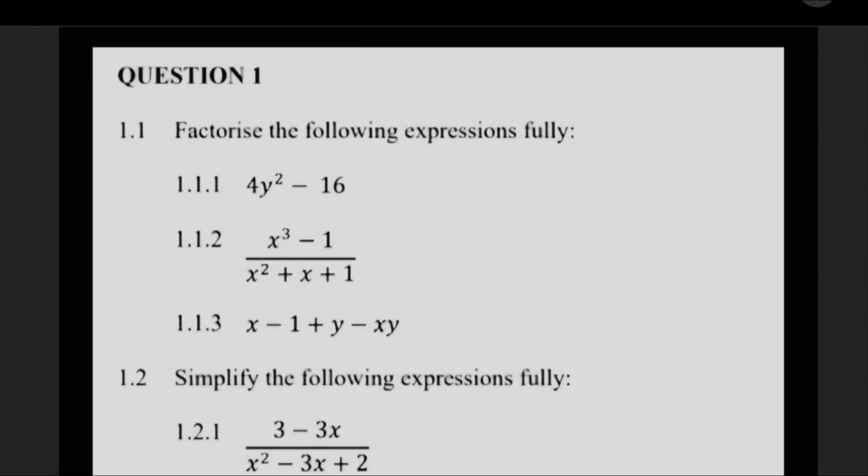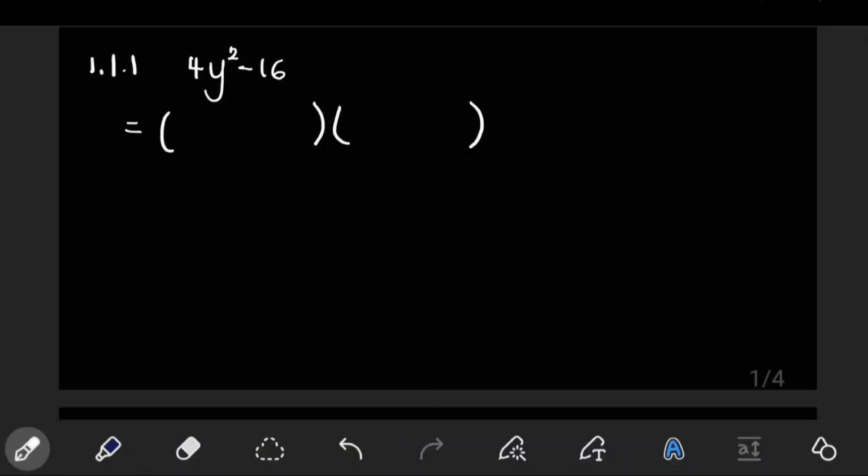1.1.1, we have 4y squared minus 16. Now seeing that 4y squared is a square number as well as 16, and there's a minus in between, we know that this is difference of two squares. So to factorize this, we are going to open up two brackets, and where we have 4y squared, we are going to ask ourselves, what times itself will give you 4y squared? Or, in other words, what is the square root of 4y squared? That is going to be 2y.